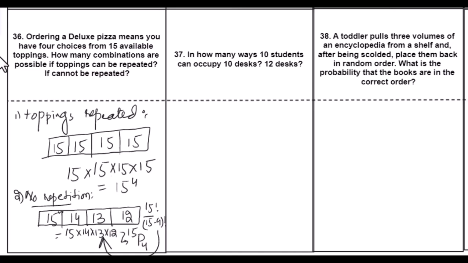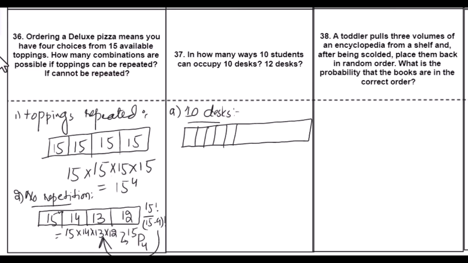In 37, I have to find in how many ways 10 students can occupy 10 desks, and similarly the same number of students can occupy 12 desks. Let me do it for the 10 desks first. Again I can see that I will have 10 slots, 1, 2, 3, 4, 5, 6, 7, 8, 9 and 10. So there are basically the 10 desks.